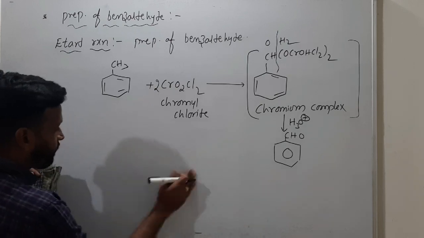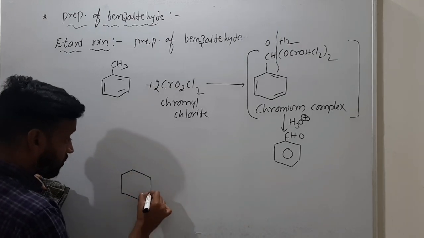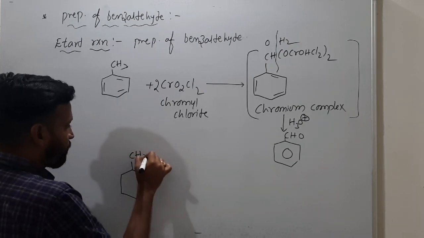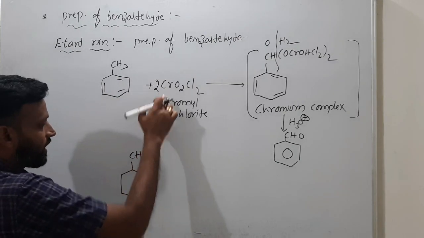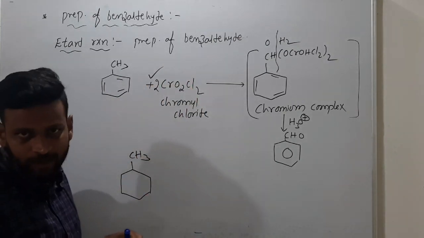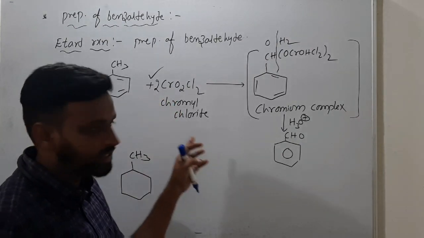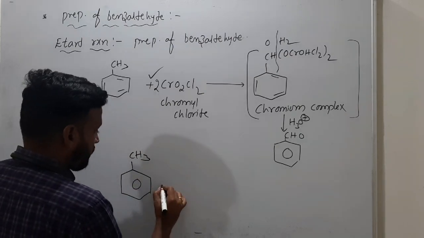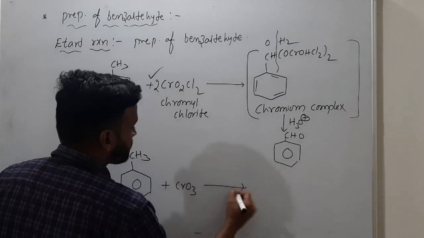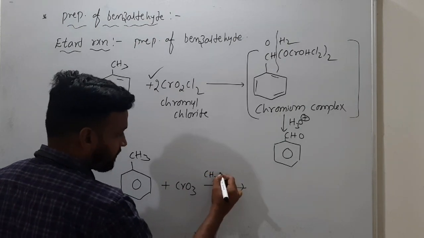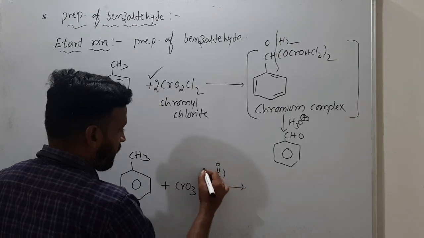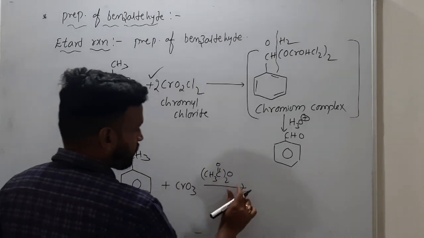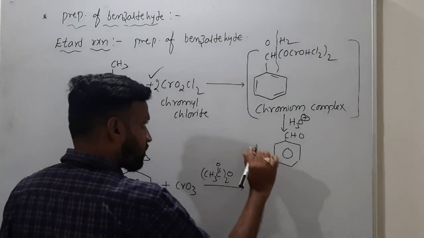And the Etard reaction, a few people will also represent like this, in presence of acetic anhydride with CrO3. But Etard means this only. The first one is the Etard reaction. If they give this and this, you have to go for this for the Etard reaction. Understand? The reagent used is chromyl chloride. The alternative I am saying: toluene reacts with CrO3 in presence of acetic anhydride. Do you know what acetic anhydride is? (CH3CO)2O. That is acetic anhydride. The same complex will form.